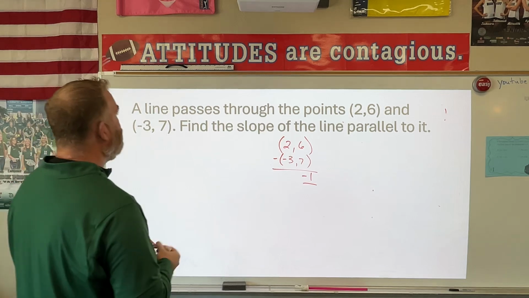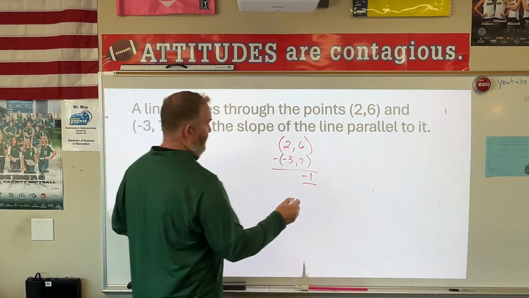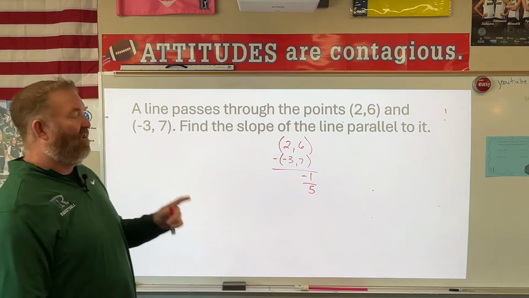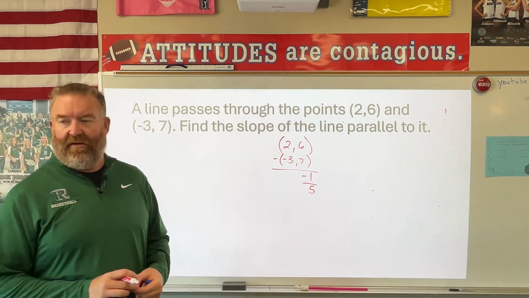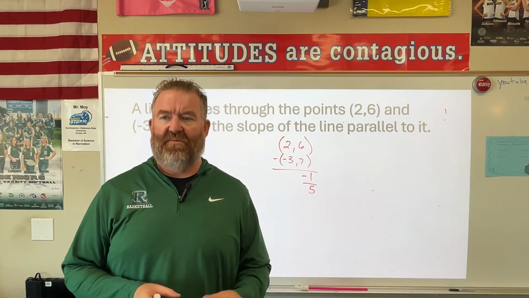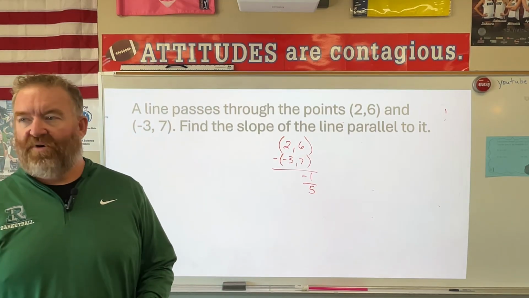All right, what is 2 minus -3? +5. Now we want the slope that's parallel to it. So do I do anything with it? What does parallel mean? Same slope. So don't do anything with it. That's my answer. Everybody good? What if it said perpendicular? What would it be?